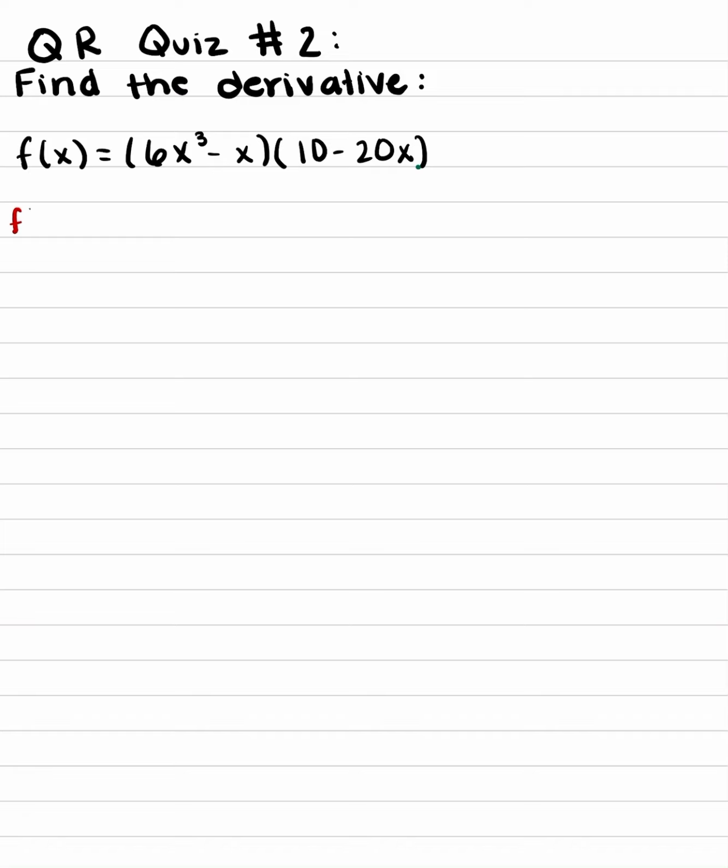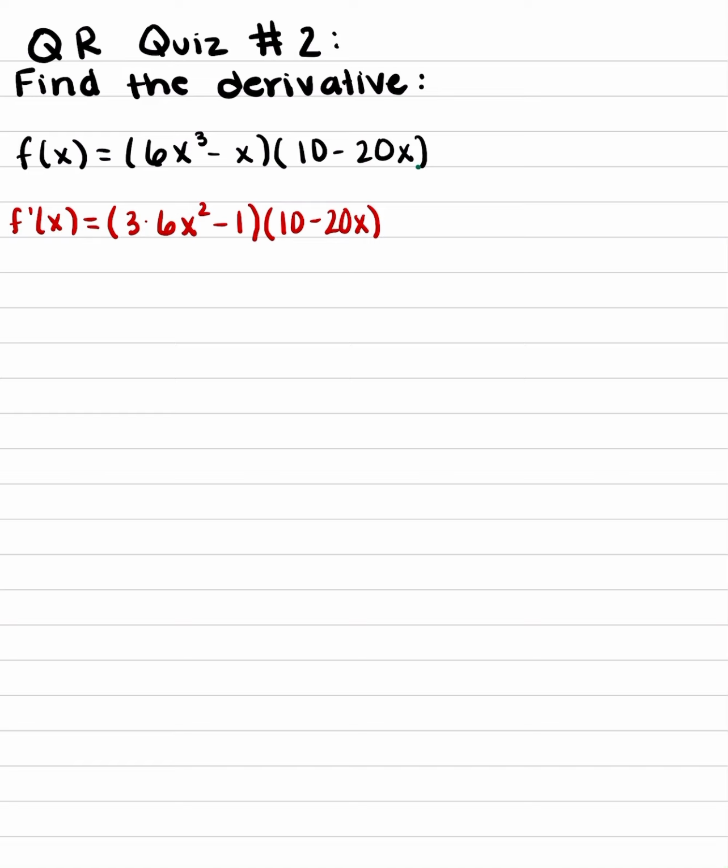So f prime of x equals, we're going to find the derivative of this first one right here. So this equals 3 times 6x squared. Remember, we bring down the 3 with the power rule, and then we subtract 1, okay? Minus 1. The derivative of x is just 1. And then we multiply that against the original second term, 10 minus 20x.